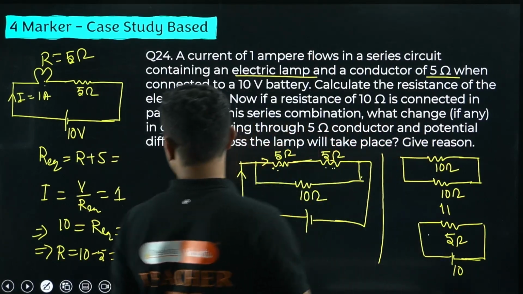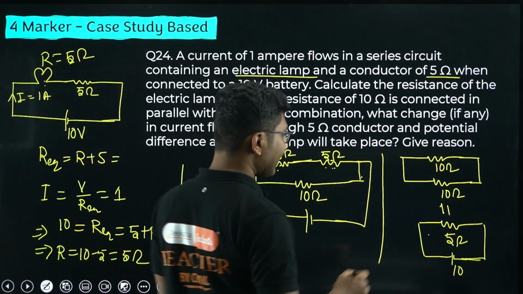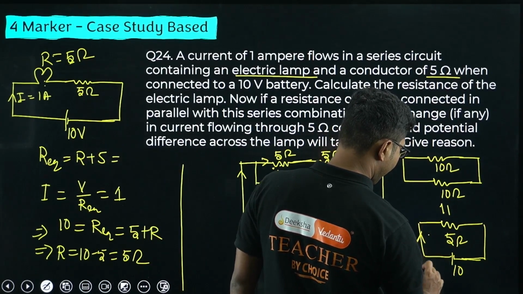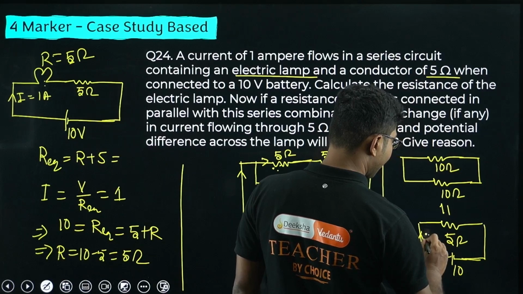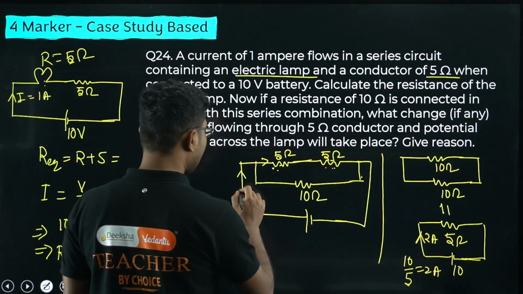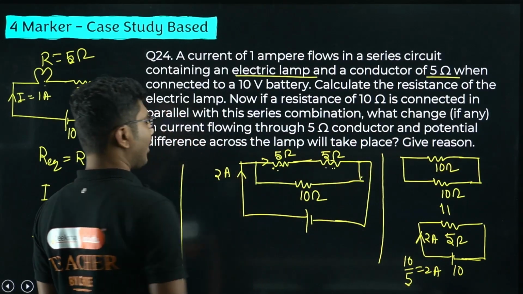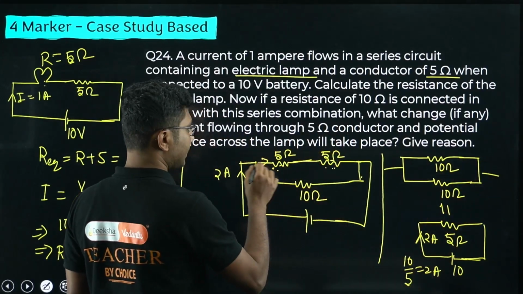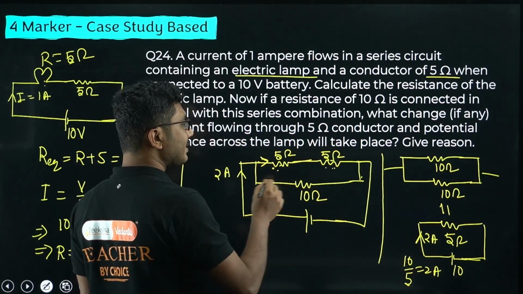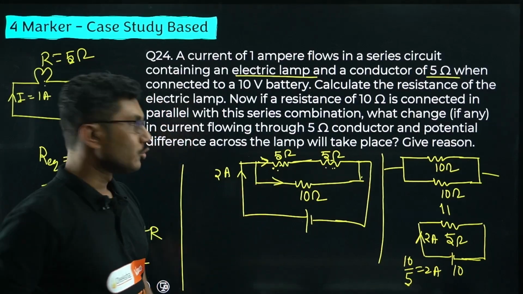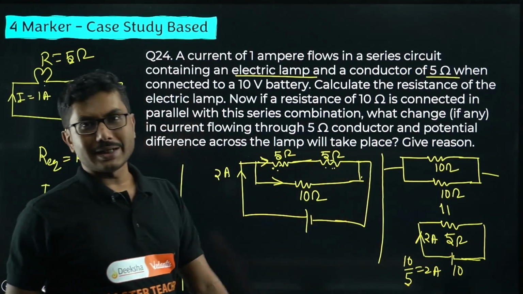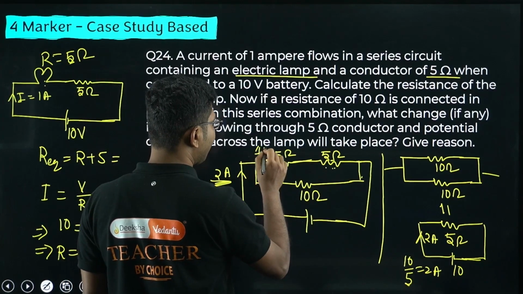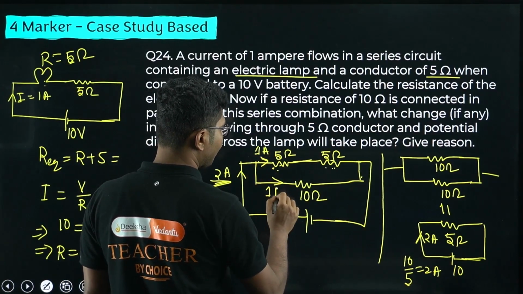Now we can simplify the entire circuit into this 5 ohm resistor and 10 volt. So what is the current in the circuit? Now the current in the circuit will be 10 by 5, that is 2 ampere. So the total current in the circuit will be 2 ampere. Now as you can see, both branches have equal resistances. This one will have 10 ohm, this one will also have 10 ohm. So with two equal resistances, this 2 ampere current will be divided into 1 ampere here and 1 ampere here.